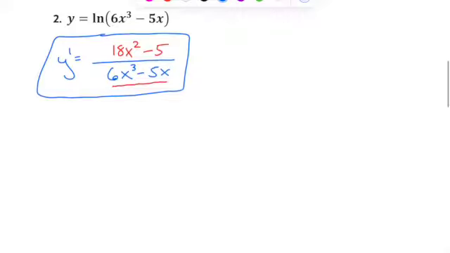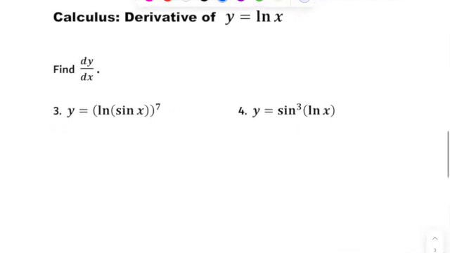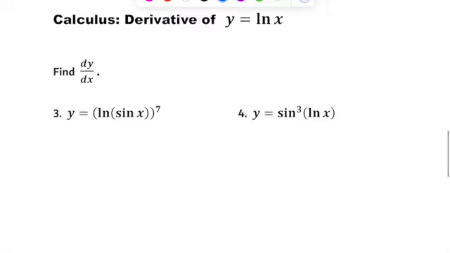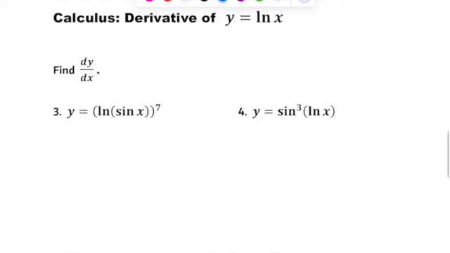But of course, things can always be a little harder. They throw more stuff in there, and some trig, as you'll see in these examples, and you just got to be careful and follow the rules that you've been doing all along. This is just one more rule thrown into the mix. So I thought I'd have a variety of examples here, like number 3: y equals, and notice it is the quantity ln of sine of x all raised to the 7th.